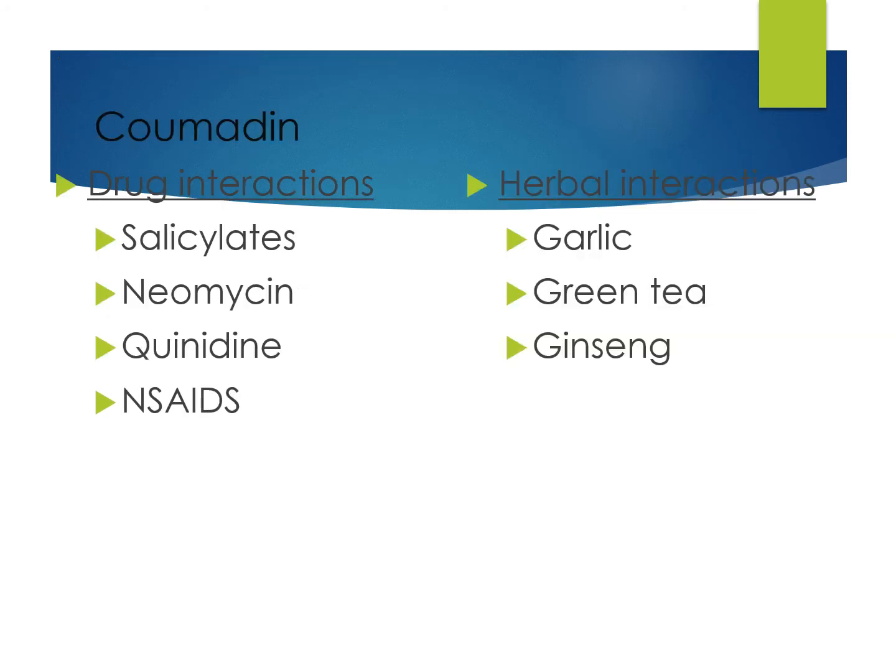Coumadin interactions: salicylates, good old aspirin, neomycin, an antibiotic, quinidine, and NSAIDs. Herbal interactions include garlic, green tea, ginseng, and I'm sure there are many others. You must have a full health history and a list of medications or naturopathic medications of that patient.